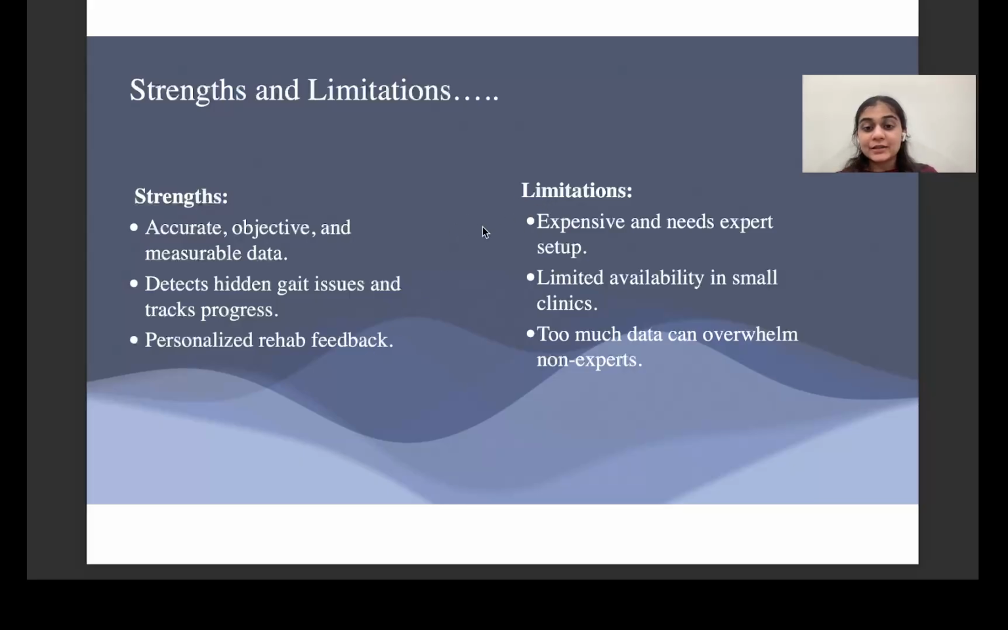So, and oh, there are always limitations. The limitation is that it's expensive and needs an expert setup. Not everyone can do it. There is also limited availability in small clinics. The whole setup can't be done, and too much data can overwhelm the non-expert.